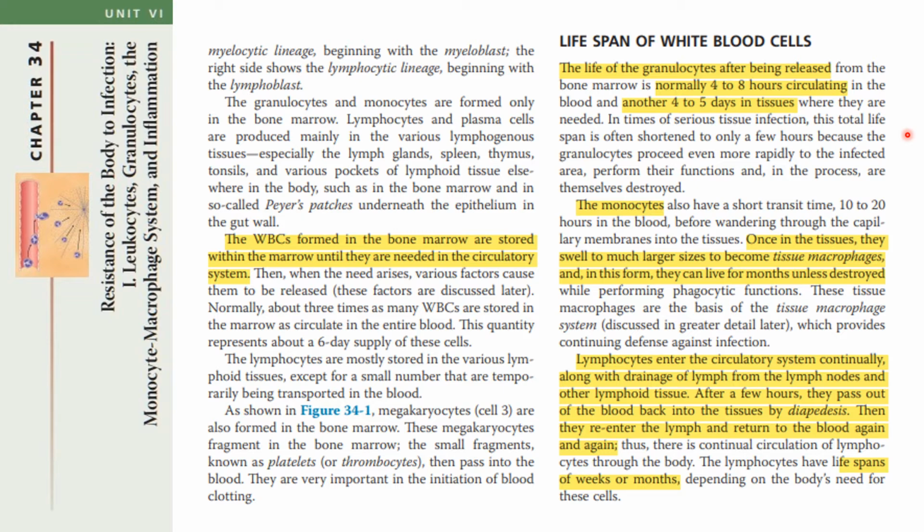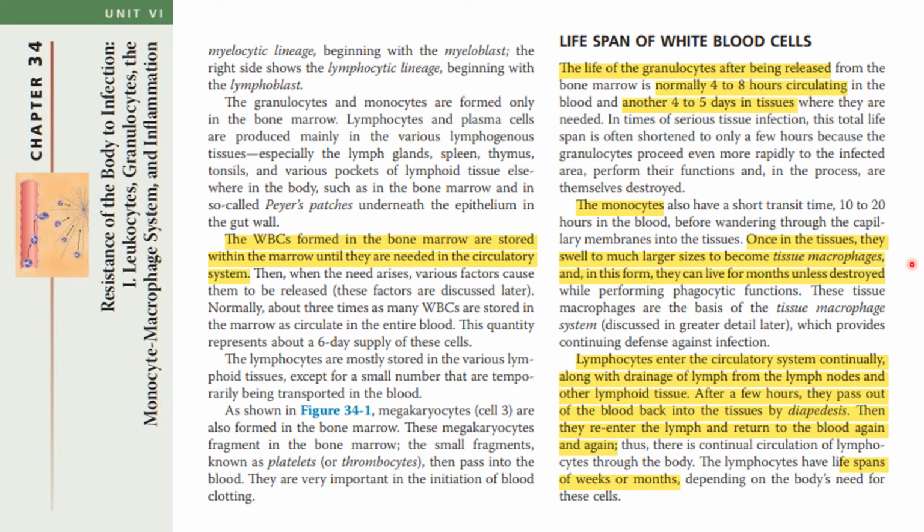Lifespan of white blood cells. The life of granulocytes after being released from the bone marrow is normally up to 4 to 8 hours circulating in the blood and another 4 to 5 days in the tissues. Monocytes, as compared to the granulocytes, have a short transit time of 10 to 20 hours in the blood. Once in the tissue, they swell to a much larger size to become tissue macrophages, and in this form they can live for months unless they are destroyed. These tissue macrophages are the basis of the tissue macrophage system, which we will discuss later on.